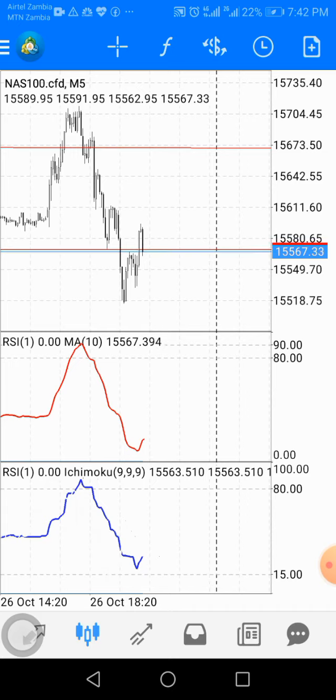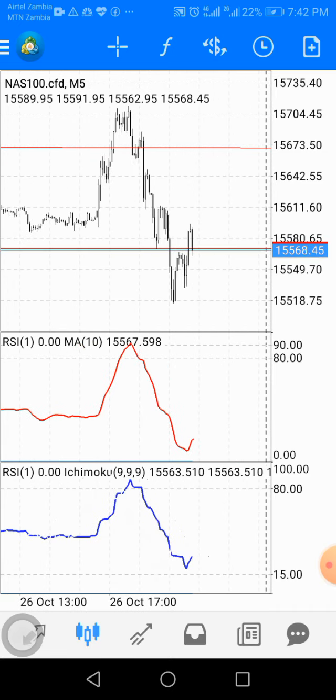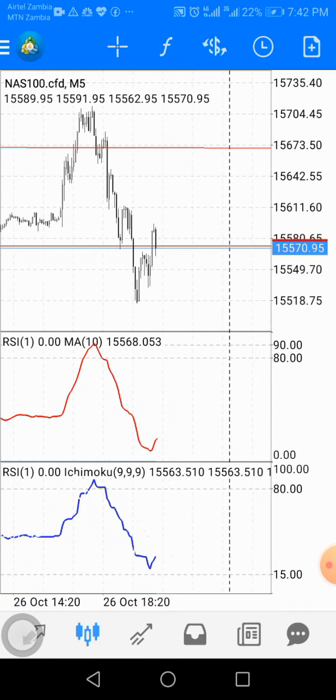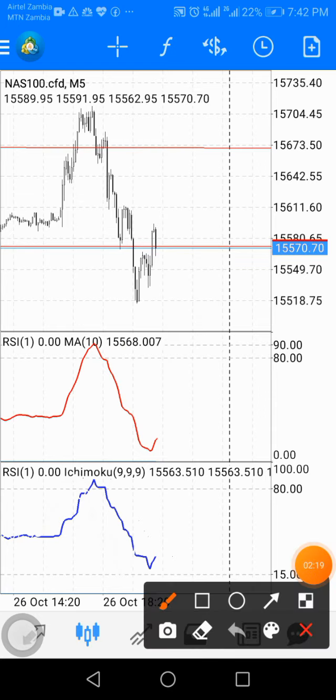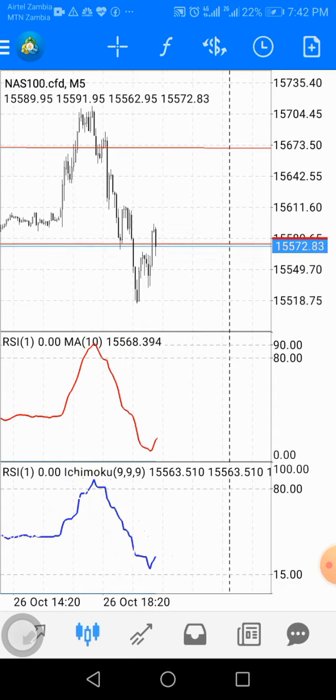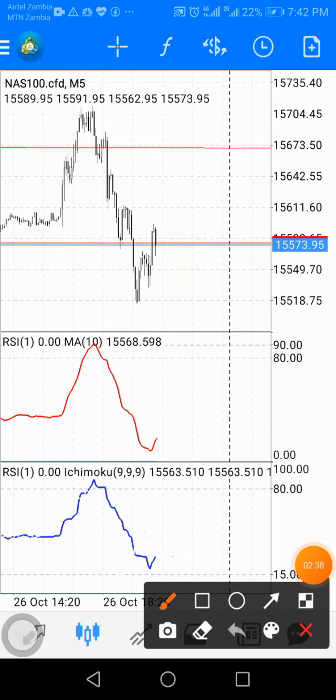you will find that the moving average has touched the selling point, which is 90. And the Ichimoku has already crossed the selling point, which is 80, and now has come all the way down. It's come all the way down, hence it's very, very possible it wants to start reversing and going up. Okay, as you can see, this is what it's doing.